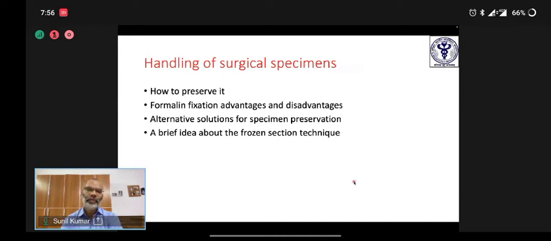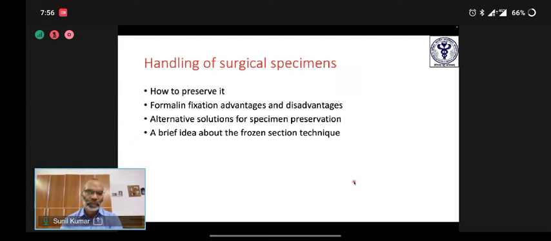And then comes the question: what if you are going for frozen section, how are you going to handle the specimen? Never say that I'm going to put it in formalin. No, because frozen section specimens are collected on the spot, fresh, and they are frozen and processed according to the requirement of H&E staining without putting them in formalin.